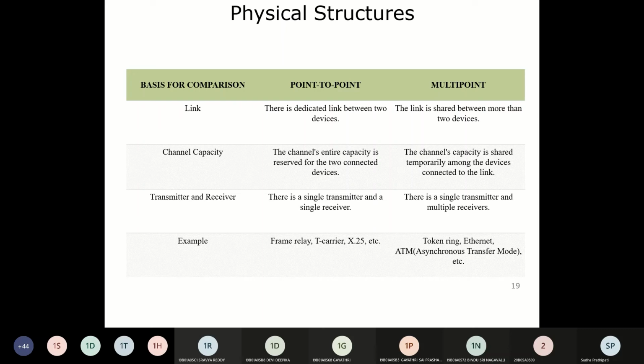Now coming to the examples, you can see frame relay, T carrier, X.25. All these are examples of point-to-point channels, and multi-point are token ring, Ethernet, and ATM, which is asynchronous transfer mode. All these are examples of multi-point.